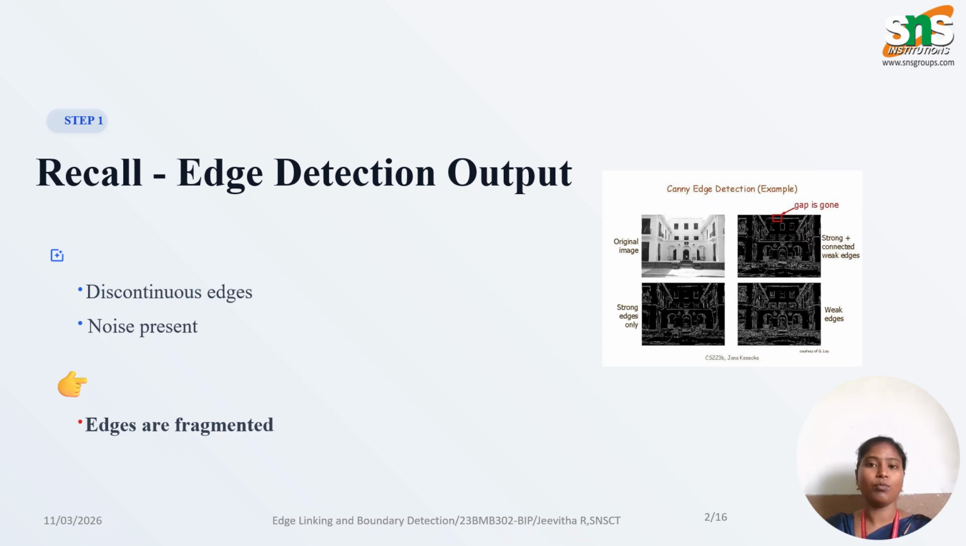Let us first recall what we get after edge detection. When we apply operators like Sobel or Canny, the output is not perfect. We observe edges are discontinuous. So the noise is present. Edges are broken into small fragments. And so instead of clear object boundaries, we get scattered edge points. This is a major problem because such fragmented edges cannot be directly used for analysis. So the next step is to convert these into meaningful structures.